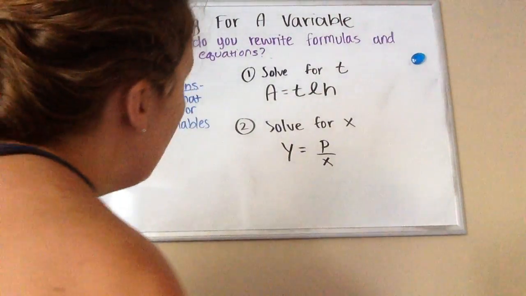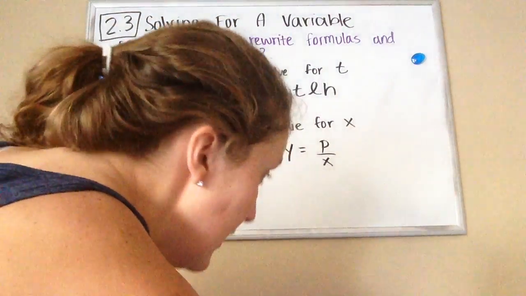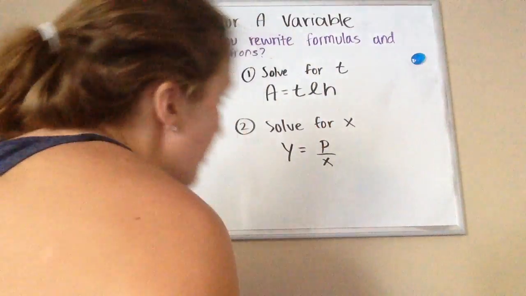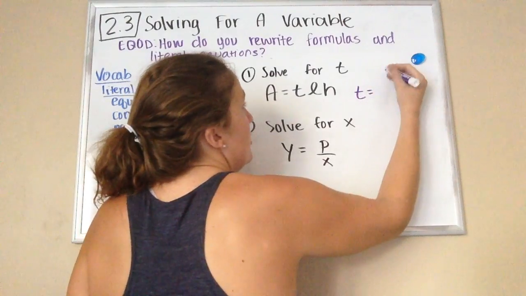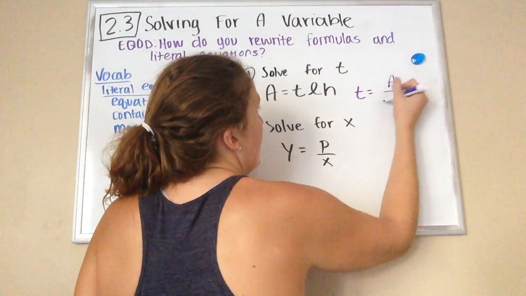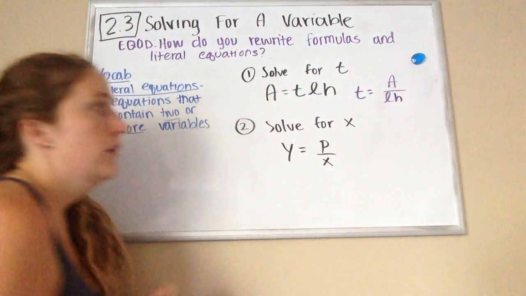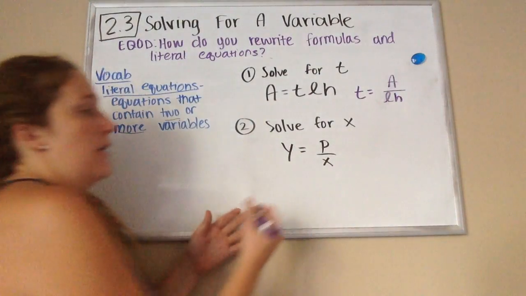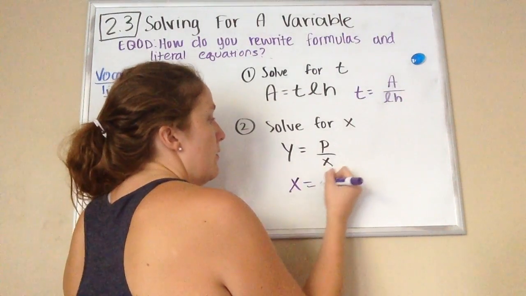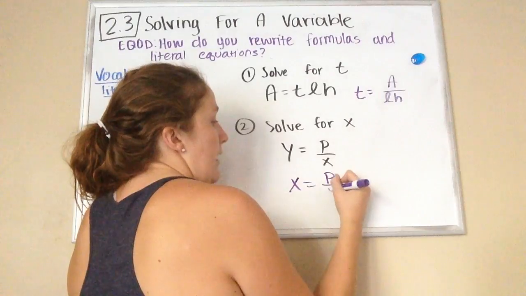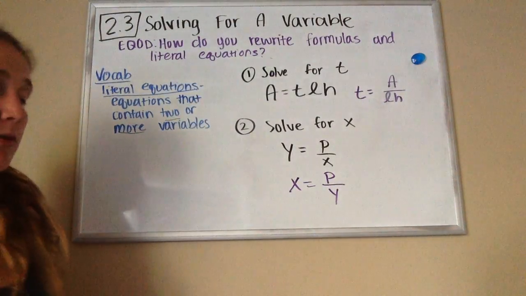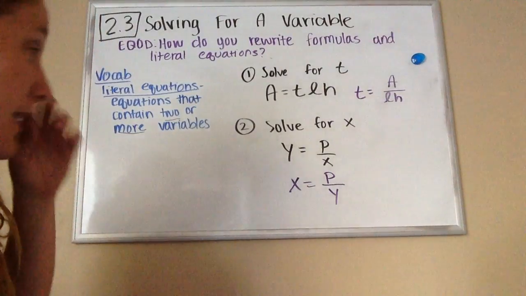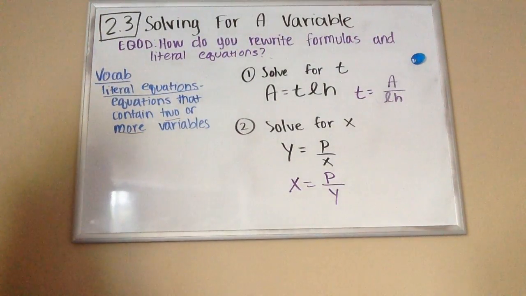Alright, if you are back with me, I'm assuming you've completed these. So I'm going to give you guys the answers. It should be T is equal to A divided by LH. Okay? And this one on the bottom should be X is equal to P divided by Y. If you did not get those, I really urge you to go back and try those again. So pause the video and try them again, because it's going to get more complicated in just a sec.